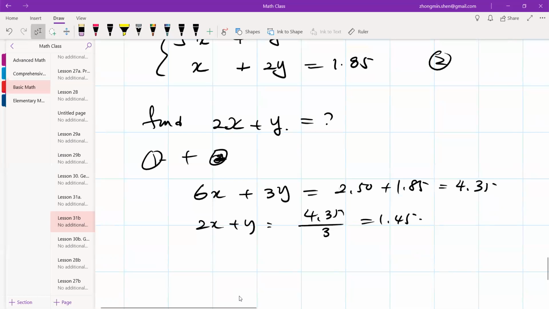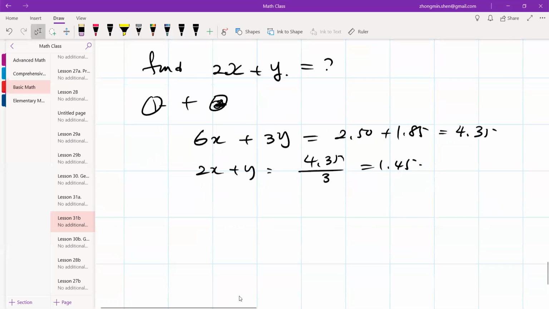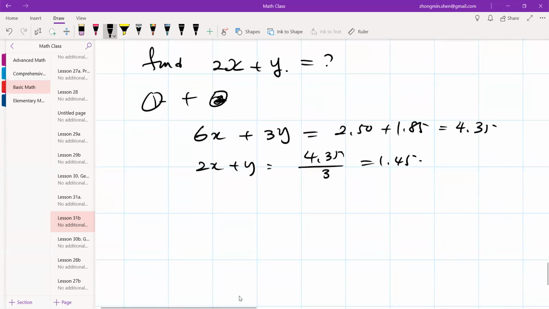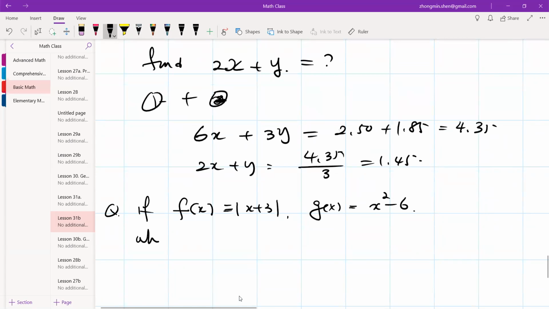All right, now I'm going to talk a little bit about algebra. Those are the equations. My next one is two algebraic problems. The first one is, if f(x) is the absolute value of x plus 3, and g(x) is x squared minus 6, what is the value of f(g(2))?